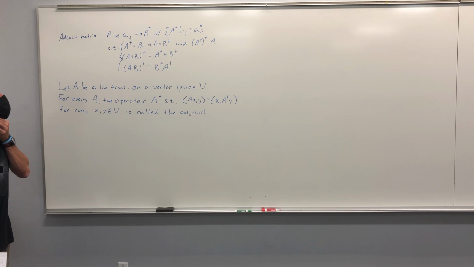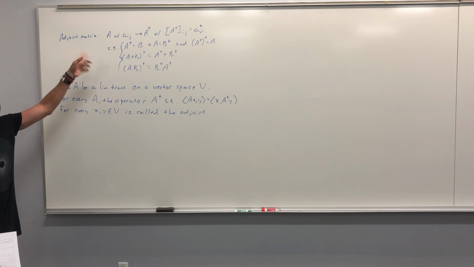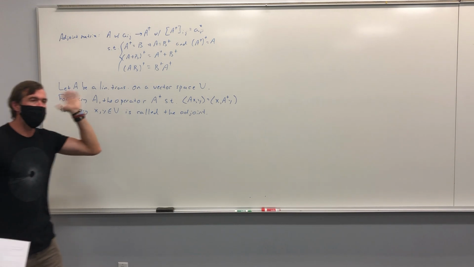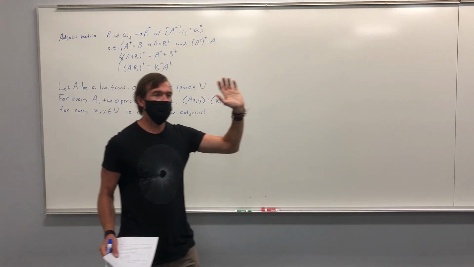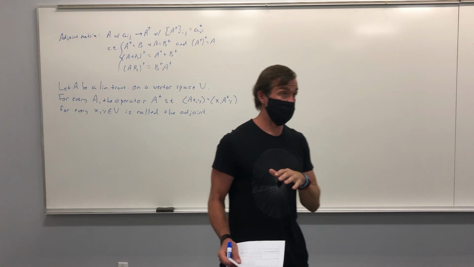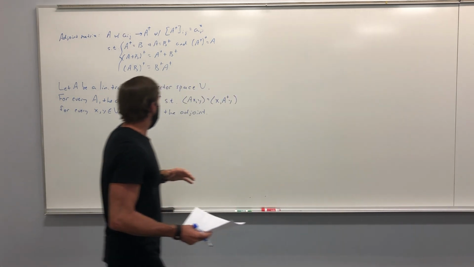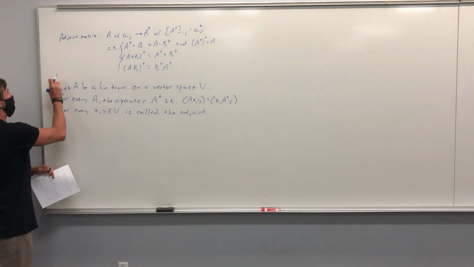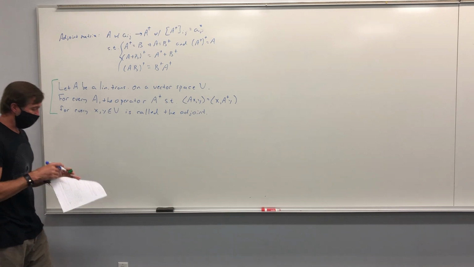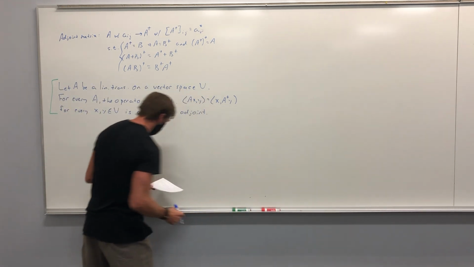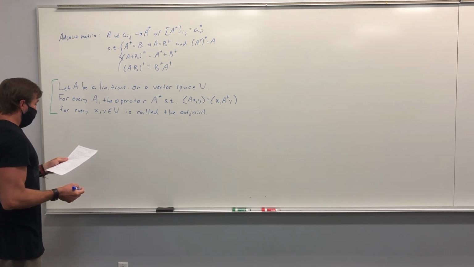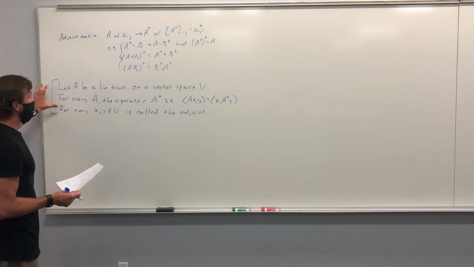Now, first of all, notice we actually defined the adjoint in matrix land without utilizing an inner product. In fact, we defined the adjoint of an operator back before we even introduced inner products. Okay? But we're going to work with the definition now in terms of the inner product. And we can see where this takes us.